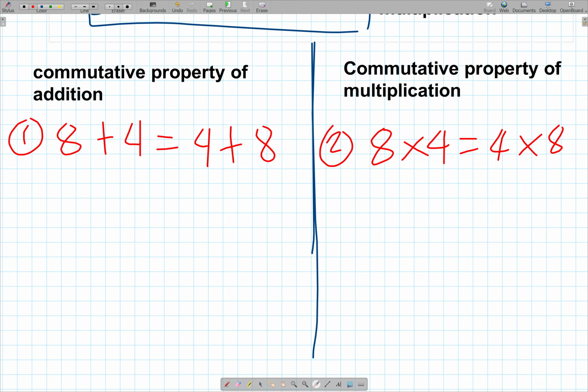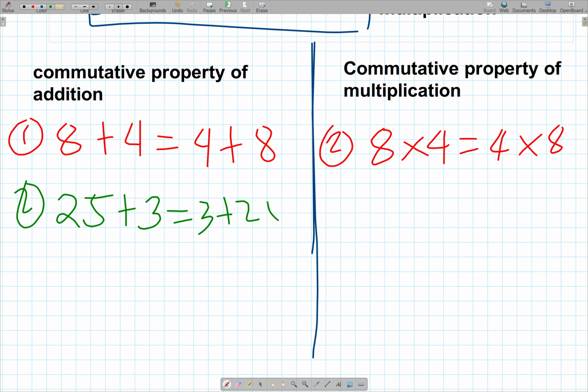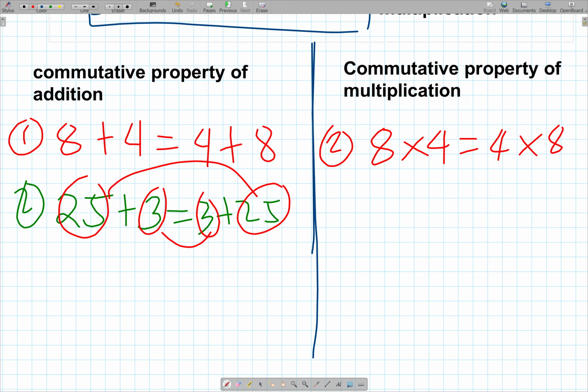Another one. Number 2. Let's say 25 plus 3 equals 3 plus 25. Okay? So, again, no? Diba? Meron tayong 25. Meron ding 25. Diba? Merong 3. Meron ding 3. Tapos plus and plus. That is commutative property of addition.